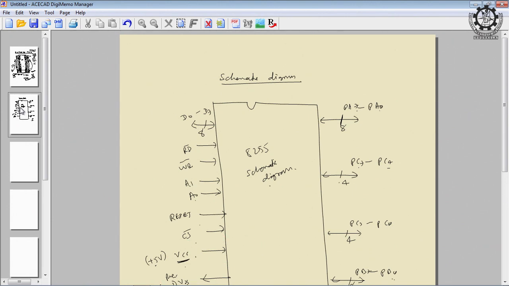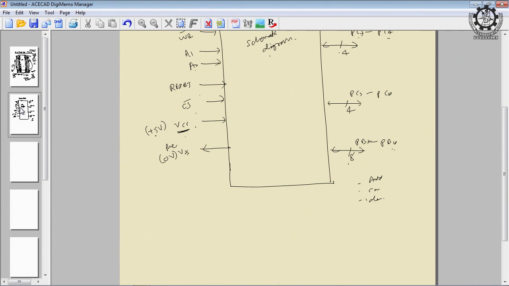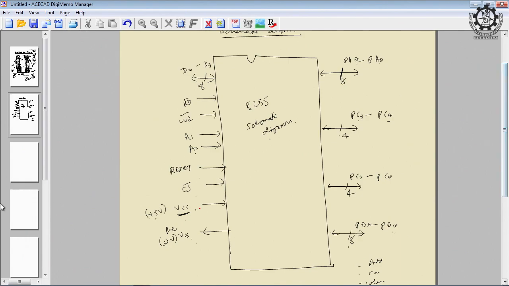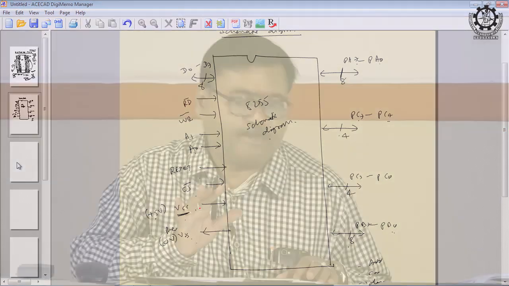There must be a positive signal, there must be a negative signal, then only the power supply will be complete. So, VSS and VCC will serve as the power supply, and that is of course necessary for every IC, every peripheral IC available in a microcomputer system, right. So, this is the schematic diagram.